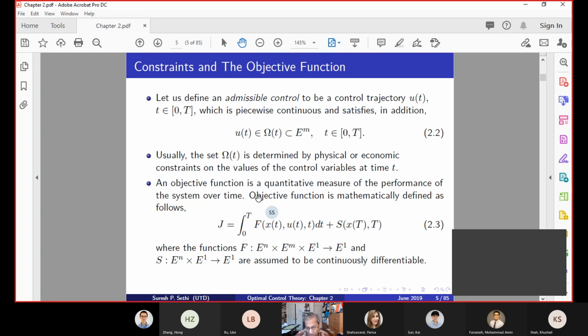Then there's an objective function, which is a quantitative measure of the performance. We can view that as a profit that we want to maximize. So this is your profit, and this is your salvage value, and this is the integral of the profit accumulating over time. This is the salvage value which you get at the terminal time T. So that is J, and you have a function F which is taking these values. S is defined this way, and they're all assumed to be continuously differentiable.